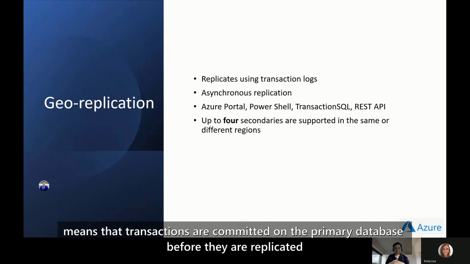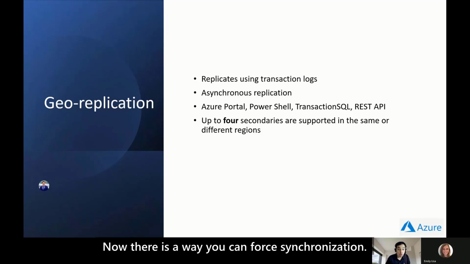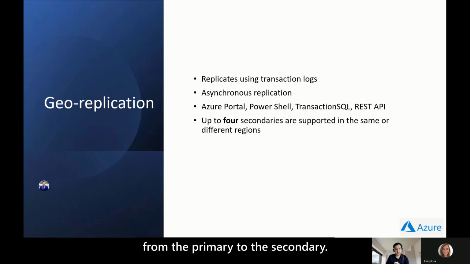On the primary before they are replicated to the secondary database. Now, there is a way you can force synchronization. Let's say you want to ensure you replicate critical changes from the primary to the secondary. So you want to make the replication synchronous.